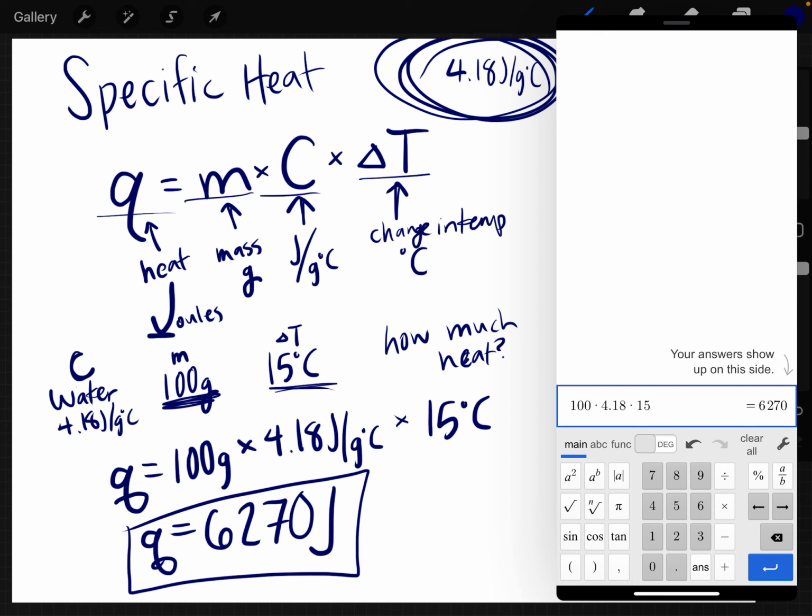So really what specific heat is, when we're doing these equations, just figure out who goes with which variable. Please pay attention to who we're talking about because your specific heat changes for different substances. And then make sure you're in the right units.